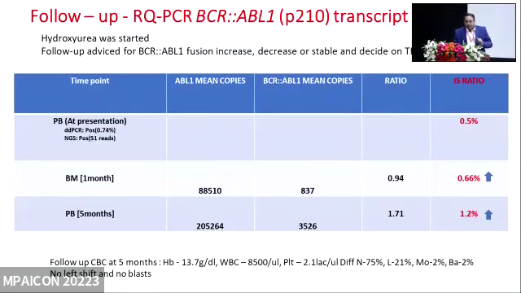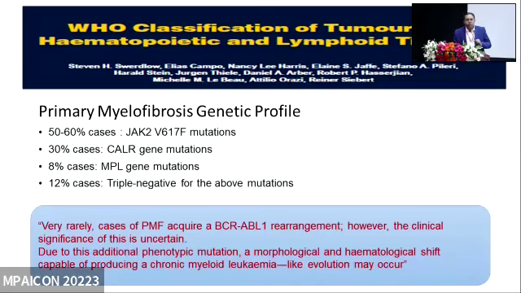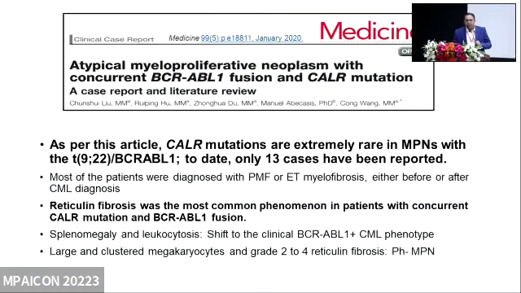We followed up the patient at 5 months. We saw that there was an increase in the BCR-ABL ratio. Whether this increase was true or relative because the WBC count had gone down, we were not really sure. What does WHO mention? It mentions that primary myelofibrosis very rarely can acquire a BCR-ABL gene rearrangement. However, the clinical significance of this is uncertain. Due to this additional mutation, a morphological hematological shift capable of producing CML-like evolution may occur.